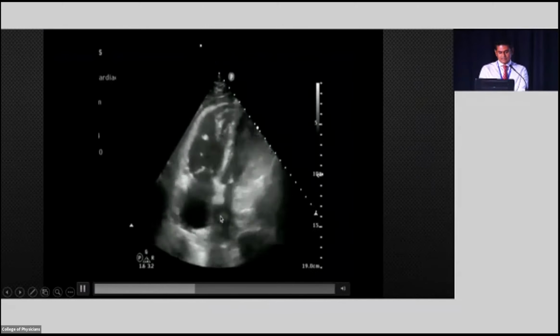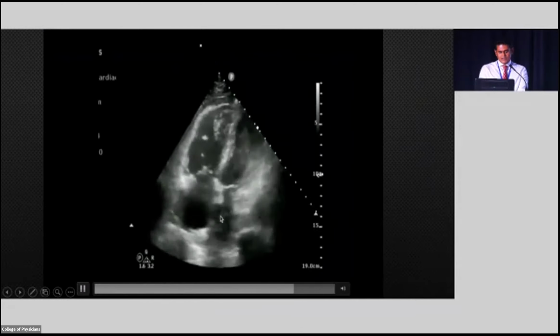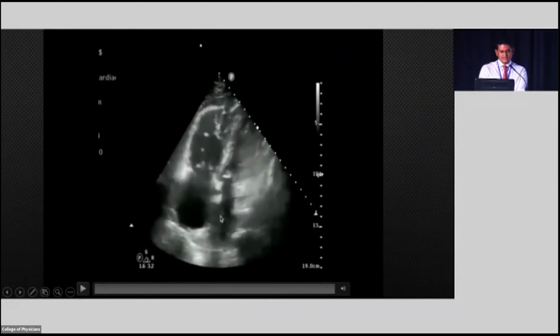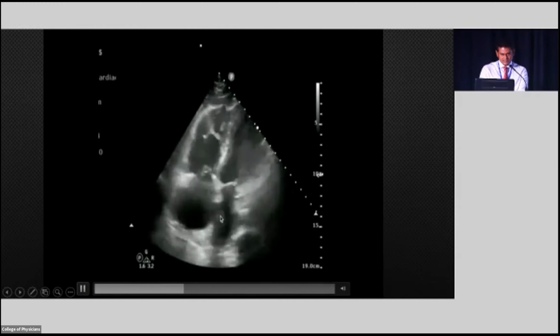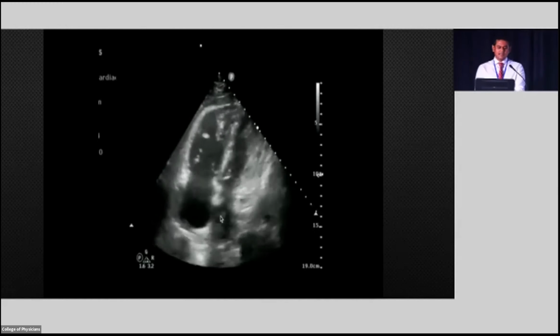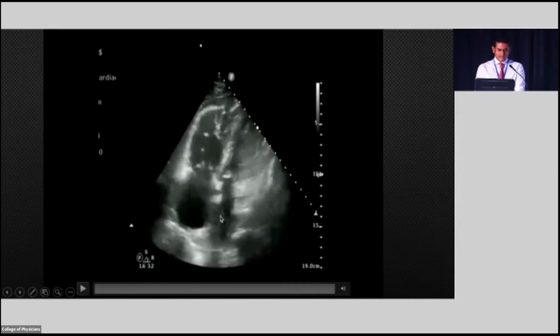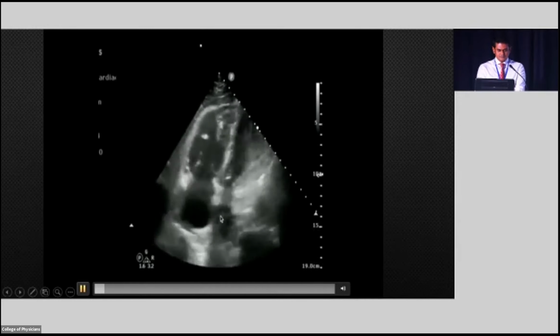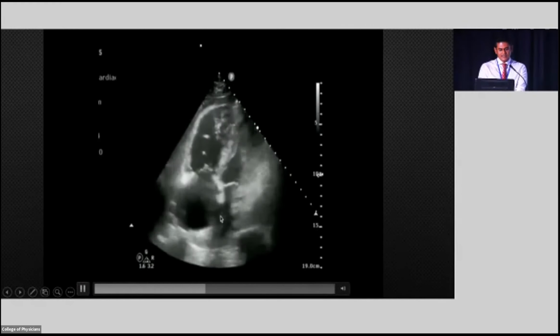Left ventricle, left atrium, right ventricle. The abnormality you can see here is that the right ventricle is enlarged. Usually the right ventricle should be less than 2/3 of the left ventricle diameter. Now you know the right ventricle is enlarged. Now you see a sign here.